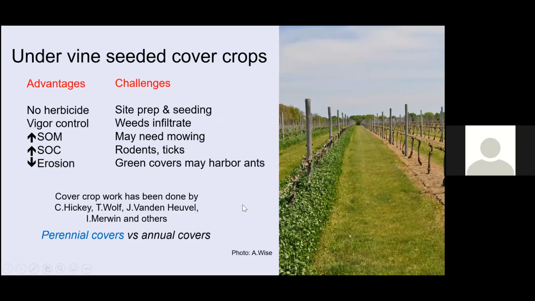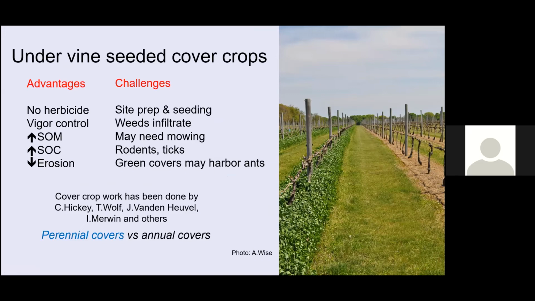So we did quite a lot of work, Andy and I, with seeded covers under vines. And again, there are advantages and disadvantages. You can use undervine covers to control vigor if vigor is an issue in your vineyard. And you can improve soil quality by improving organic matter and carbon and reducing erosion. But there definitely are some challenges we found doing this.